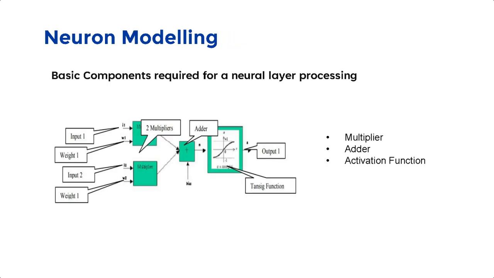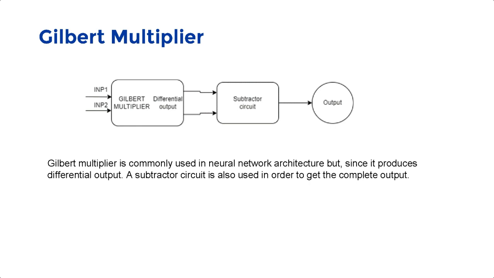We have designed these three subsystems. One is the multiplier, where we chose an analog multiplier, which takes in differential inputs and gives differential outputs. In order to get these into a single output, we have also employed a subtractor. The process flow has been shown in this figure.